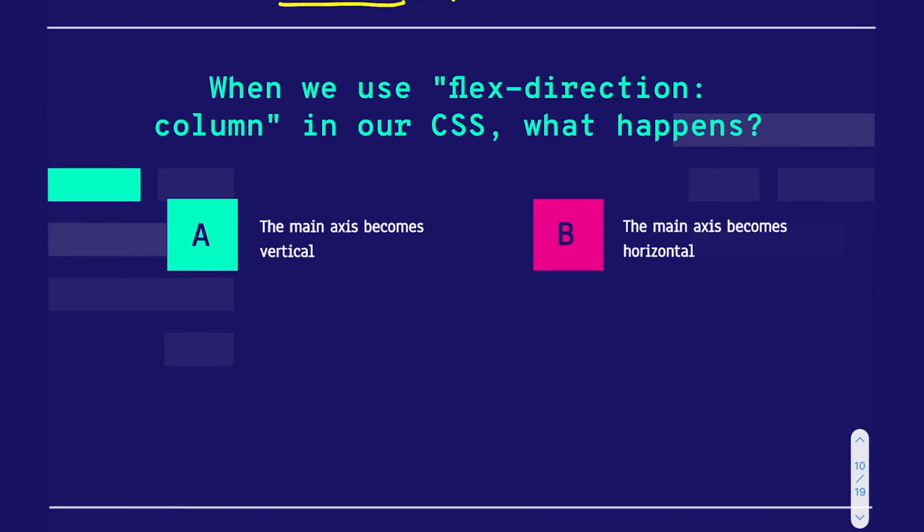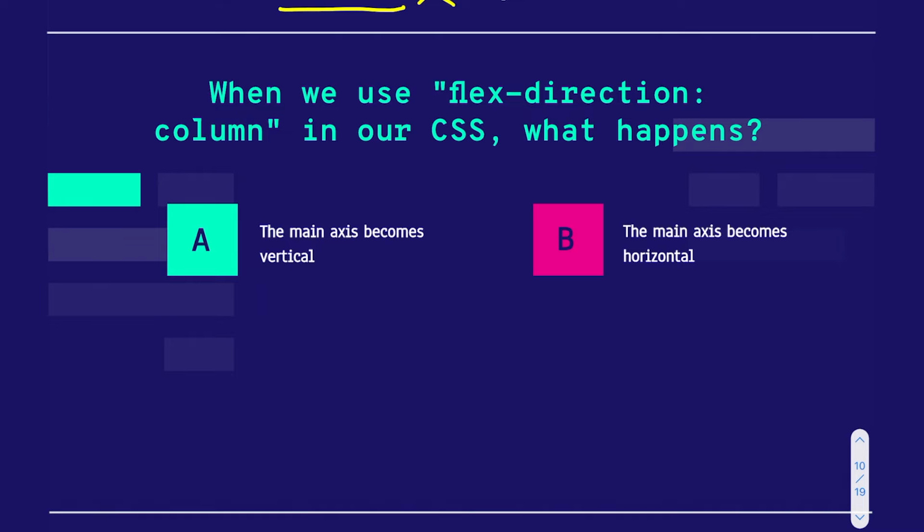All right, next question. This one kind of goes off of what we were just talking about. When we use flex direction column in our CSS, what happens? A, the main axis becomes vertical, or B, the main axis becomes horizontal. Think about what we just talked about. And that is correct. The main axis becomes vertical.